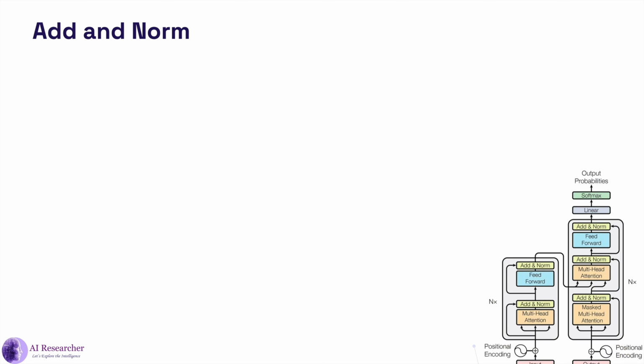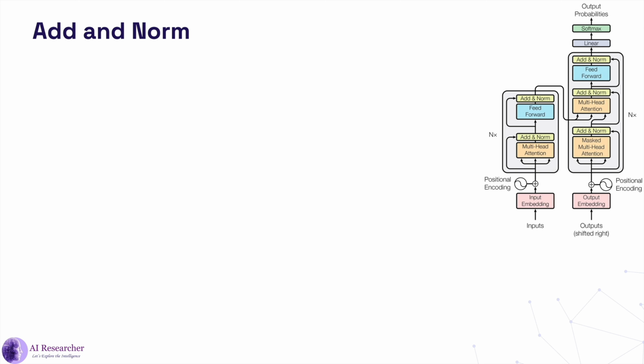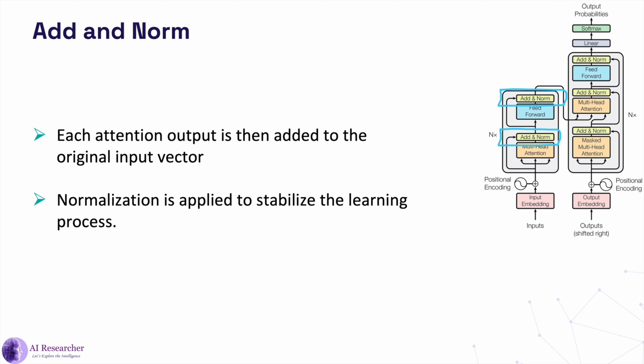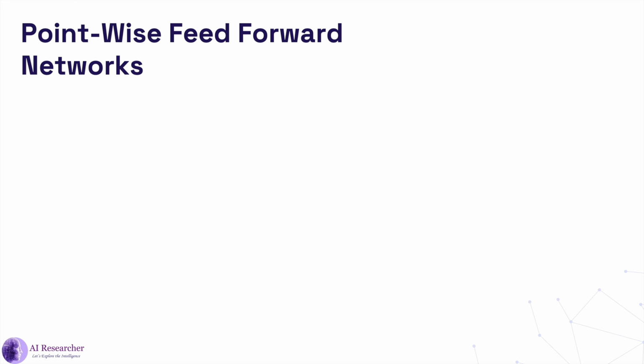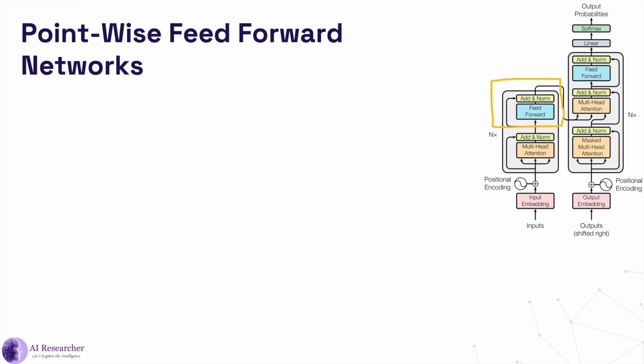The next layer is add and norm of the architecture. Each attention output is added to the original input vector to preserve the information through the layers of the network, and afterwards normalization is applied to stabilize the learning process. Next in the encoder is the point-wise feed-forward neural network. This layer is another key component along with the attention mechanism. The transformer uses these feed-forward networks in both the encoder and decoder.